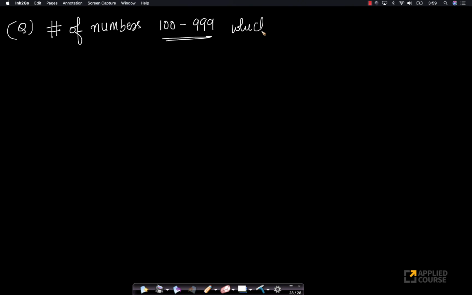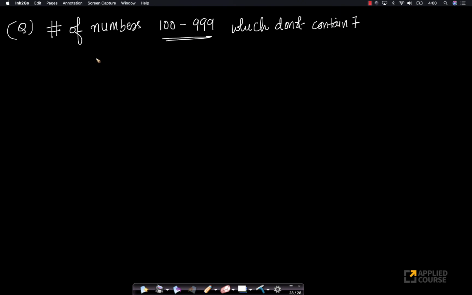So let's continue with some more examples, as examples and problems are the best way to learn some of these concepts, right? So let's take another question. Imagine we want to compute the number of numbers between 100 and 999, which basically means three-digit numbers, which do not contain the digit 7. So these are three-digit numbers which do not contain 7, right?